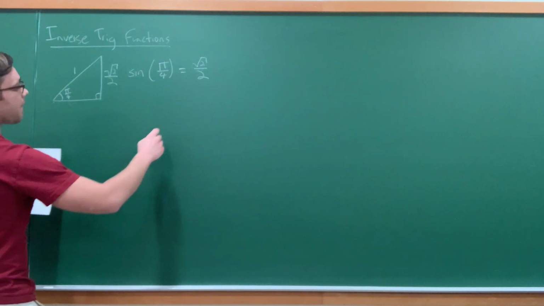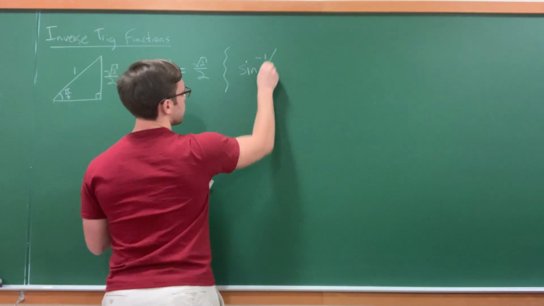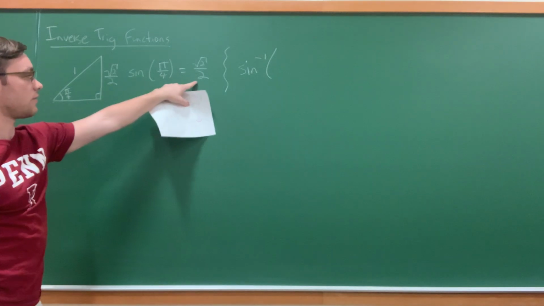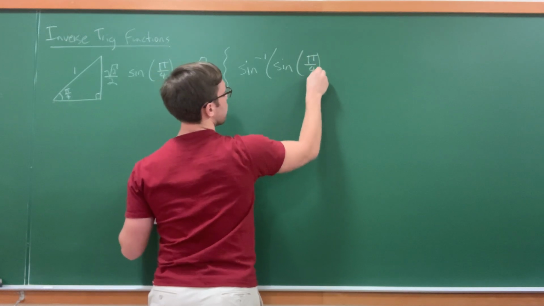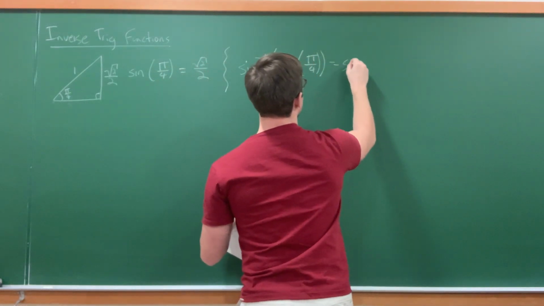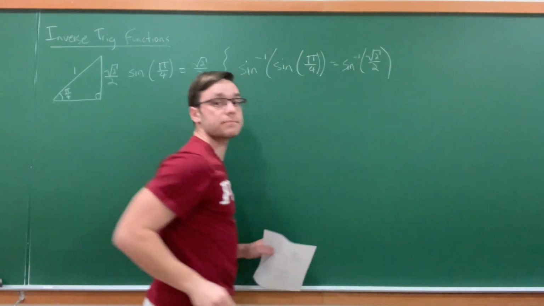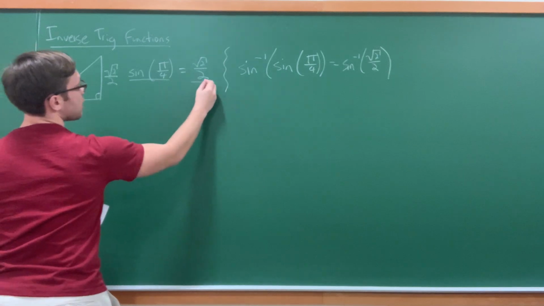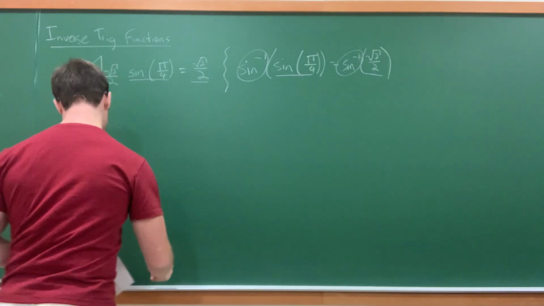So that is to say, if I take this original function and I take the inverse function of it, I do the inverse of the sine function. So I do the inverse sine of this and the inverse sine of this. I get inverse sine of pi over 4, and then inverse sine of root 2 over 2. I've just taken my original function, and I've done the inverse sine of both of those components.